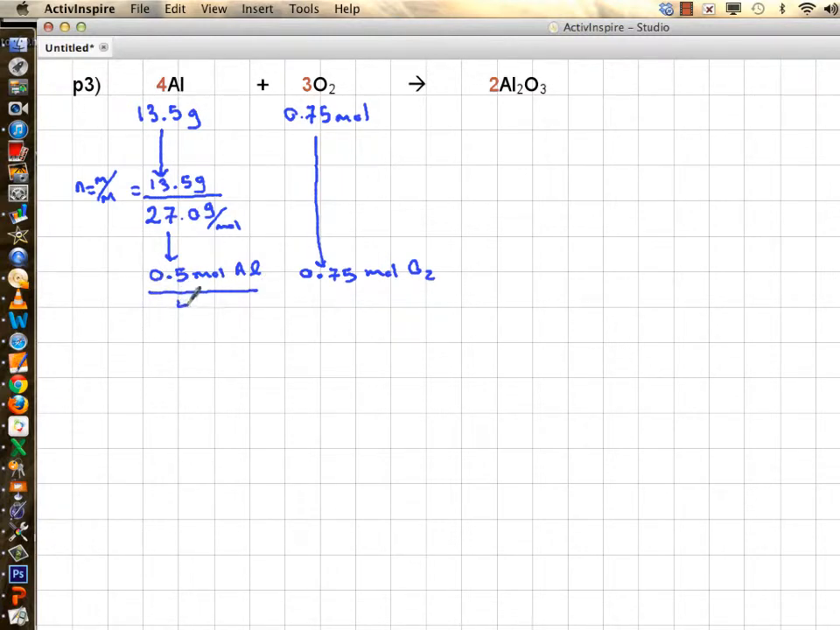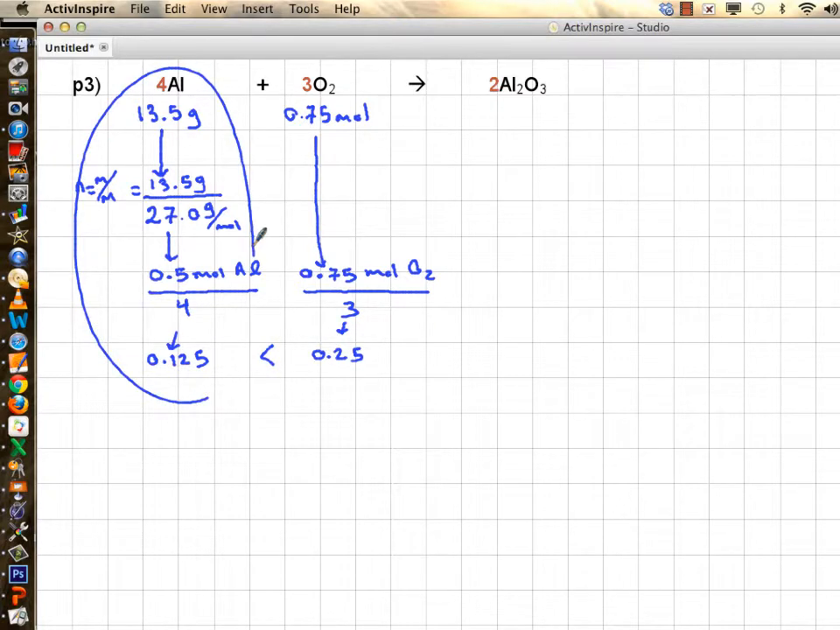0.5 aluminum divided by 4 versus 0.75 divided by 3. Let's see what we get. 0.5 divided by 4 is 0.125. 0.75 divided by 3 is 0.25. Definitely 0.125 is smaller than 0.25. Therefore, this is indication that aluminum is limiting reactant.